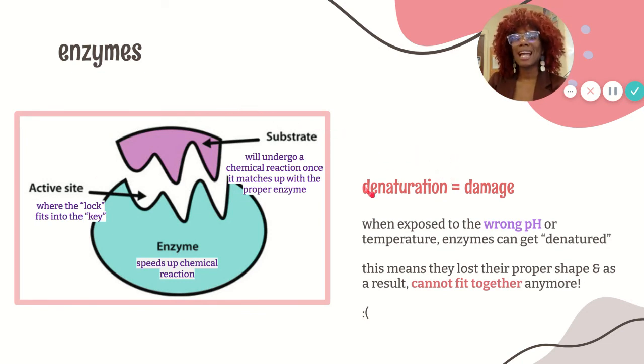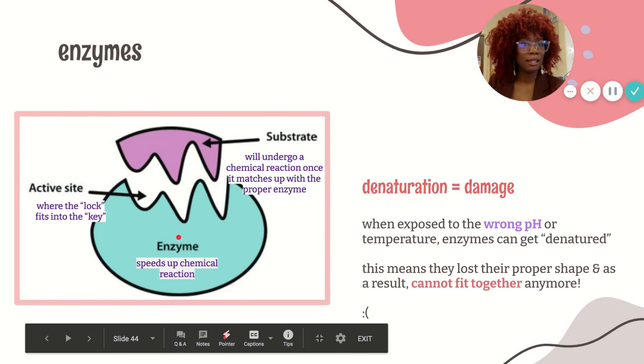There's this term called enzyme denaturation. Denaturation sounds like what it says. Whenever these enzyme proteins are exposed to the wrong pH, so the wrong acid balance, or even very high temperatures, enzymes can get denatured, which just means that they're unfolding, so they're no longer folded in the right way. And if they are no longer folded in the right way, they can no longer fit together with their substrate like a lock and a key, right?